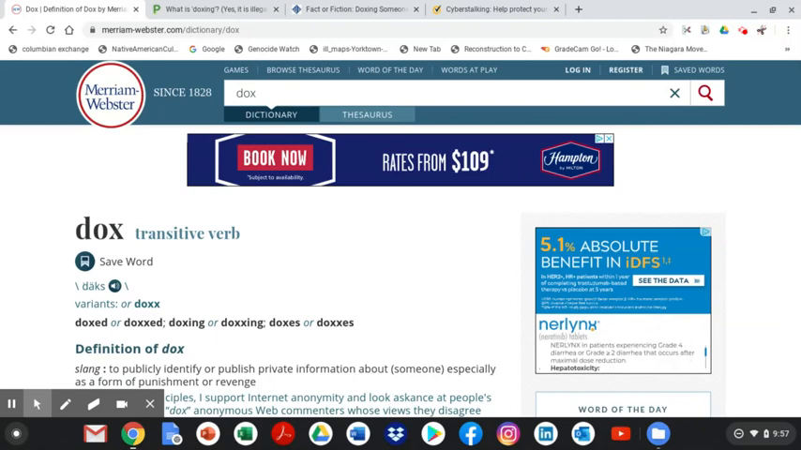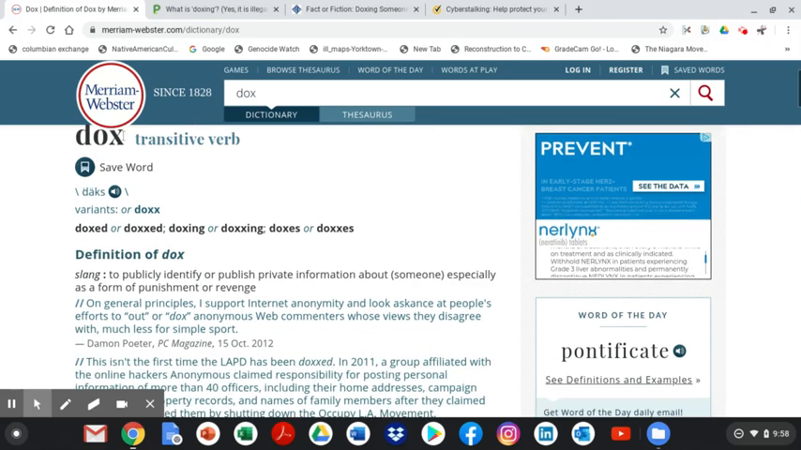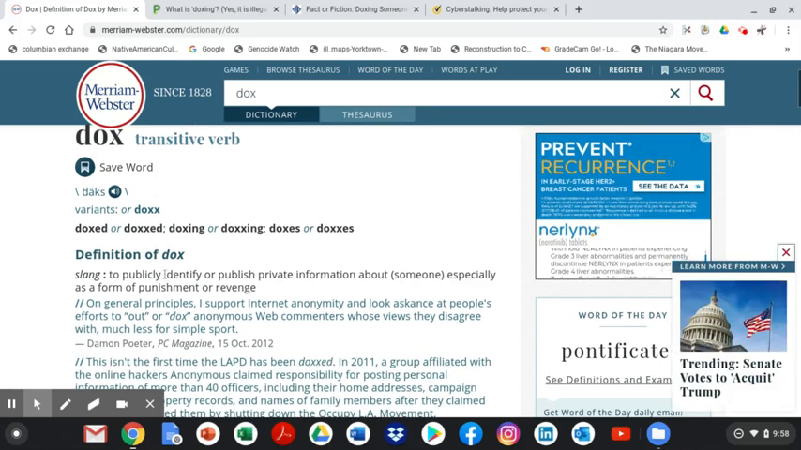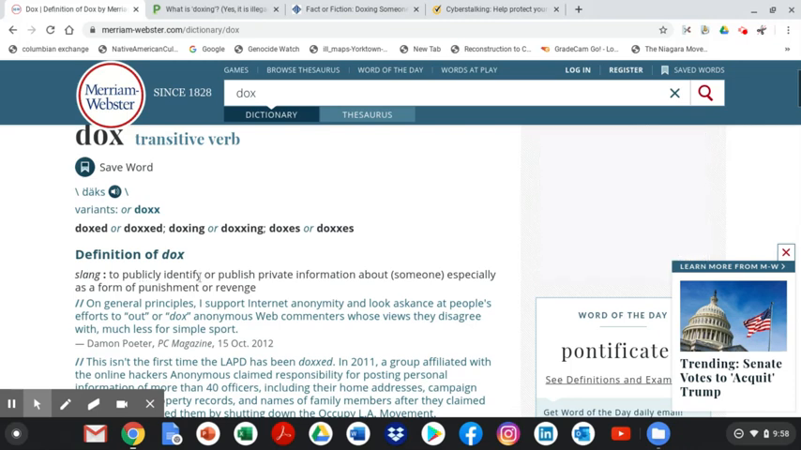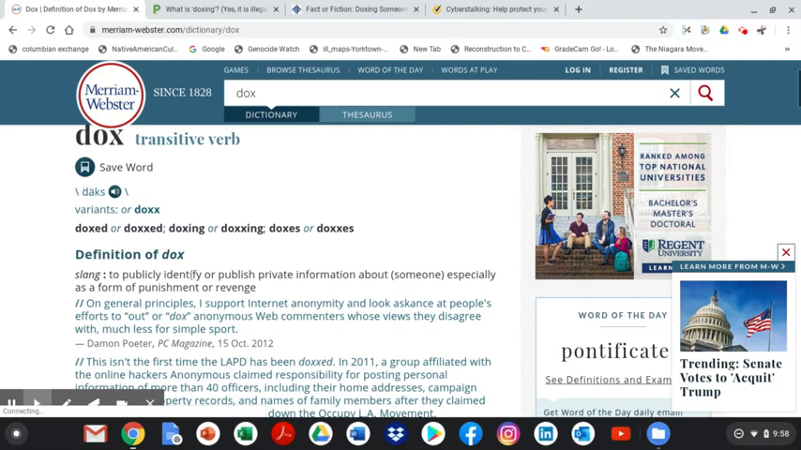This time about the word doxing. We've been hearing a lot about that in the last couple of weeks, and there are still some individuals who do not understand what that means. So according to Merriam-Webster's Dictionary, doxing is a term where someone publicly identifies or publishes private information about someone, especially as a form of punishment or revenge, or to cause them some type of personal harm.